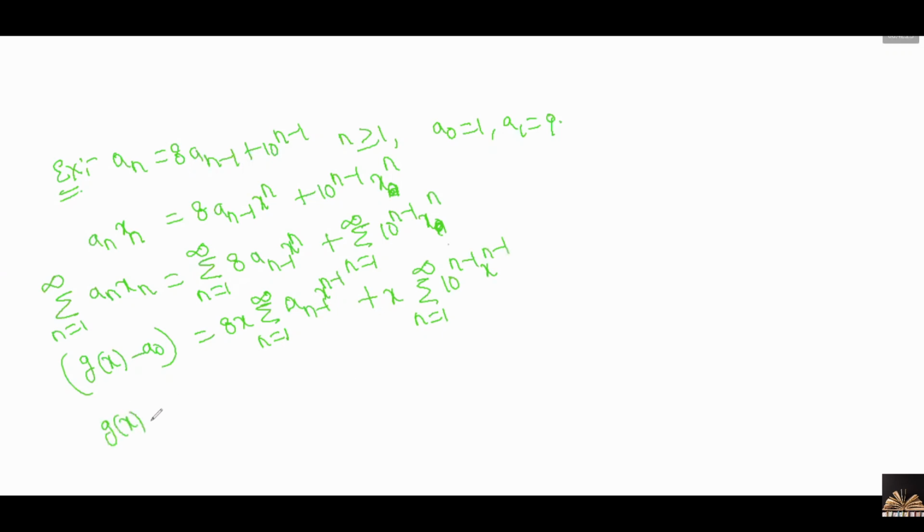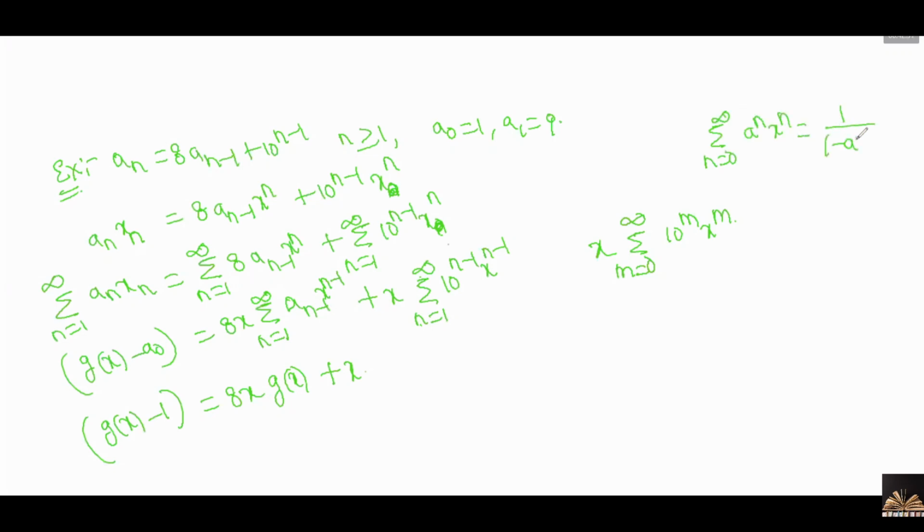Therefore, g of x minus a0 value, which is 1, is equal to 8x into g of x plus x into, here it is in the form of summation of n is equal to 0 to infinity. I can write it as summation of m is equal to 0 to infinity 10 power m x power m, right? So summation of n is equal to 0 to infinity a power n x power n is equal to 1 by 1 minus ax, right? So where a is equal to 10. Therefore, this can be written as 1 by 1 minus 10x.